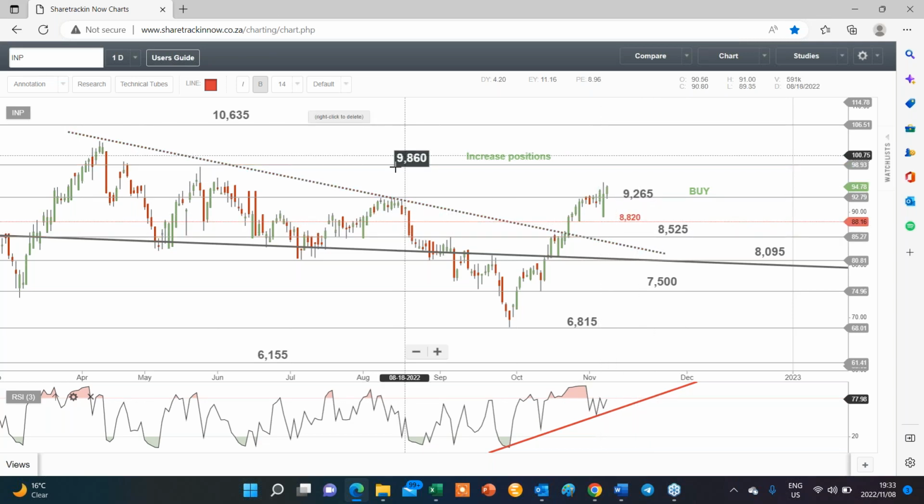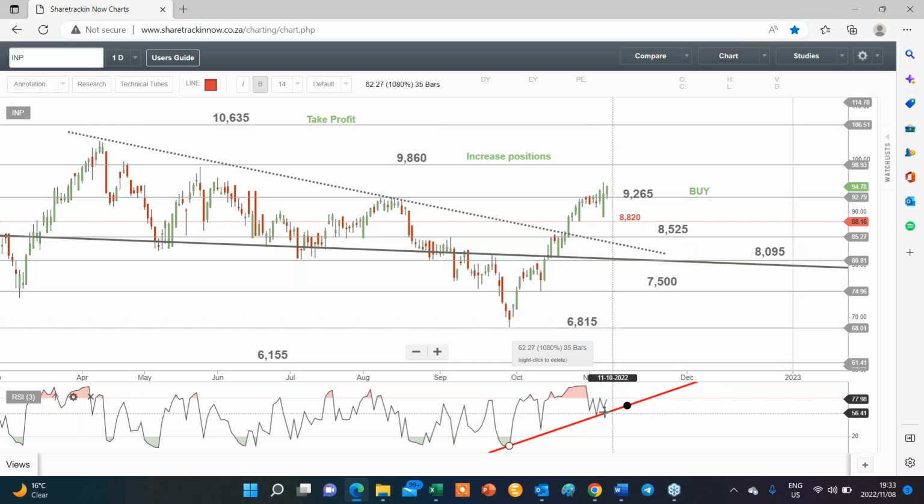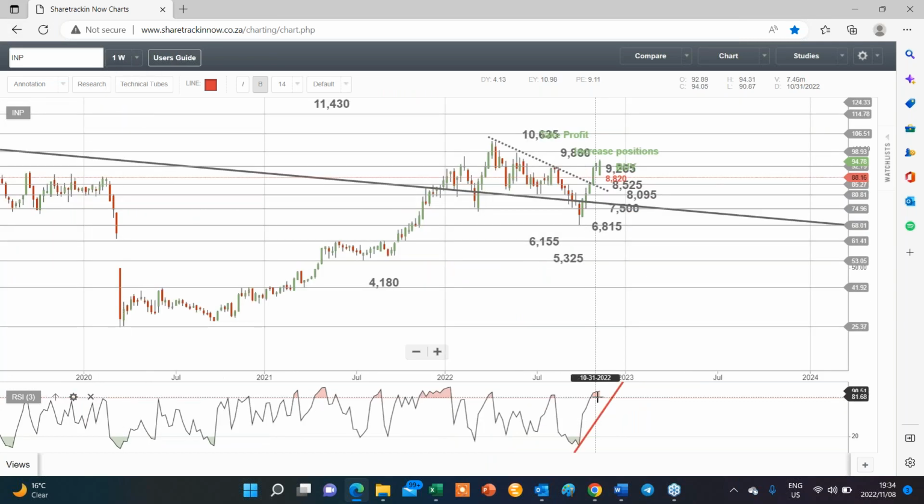You could increase positions at 98.60, and the take profit is 106.35. All right, this is how I like to see shares at this point. This becomes a nice high-probability share when it's not overbought. And the thing is, the weekly RSI is overbought. So in this call, keep an eye on the weekly RSI, but weekly RSIs can stay overbought for a week or two.